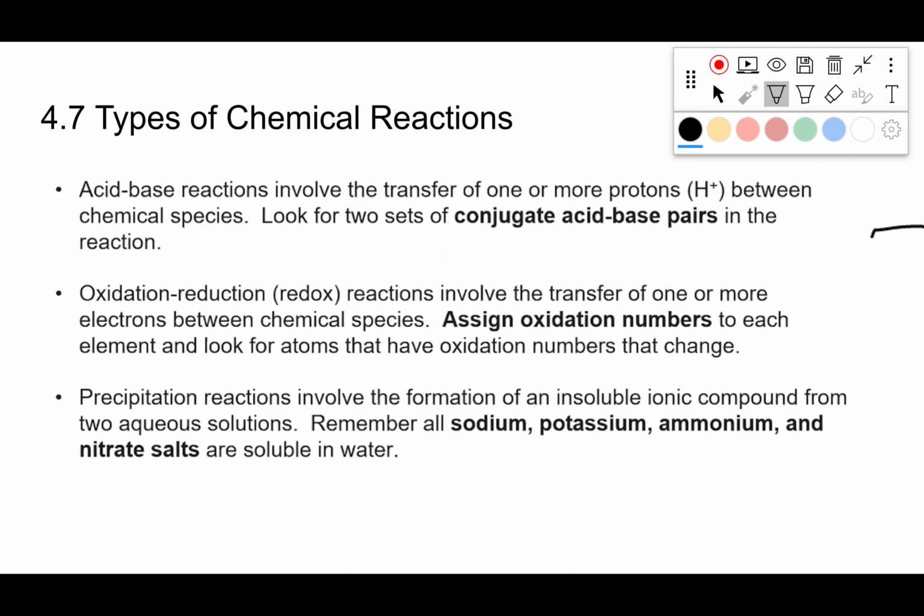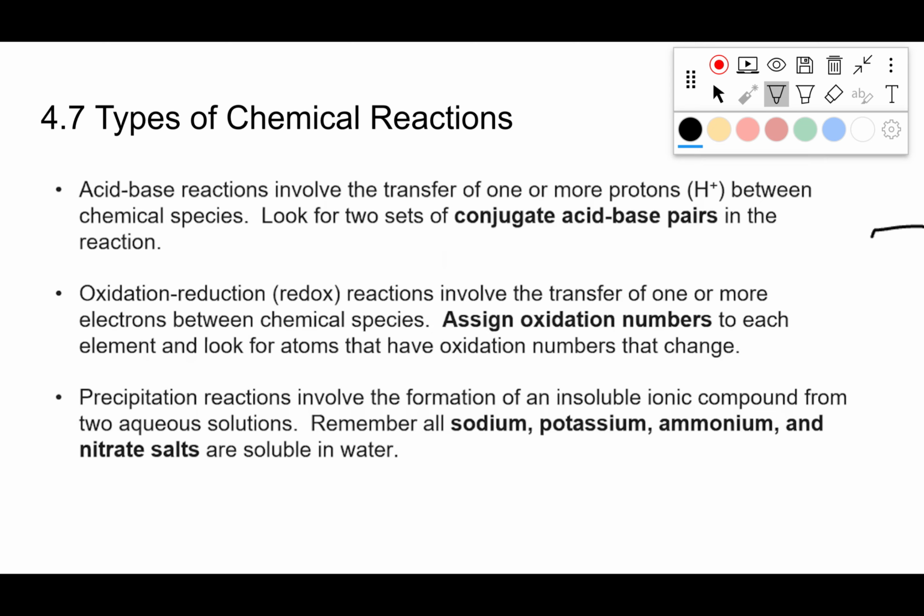So let's start with acid-base reactions. In those, we are having an acid and a base react together, and we are using what's called the definition of Bronsted-Lowry. We are looking for the transfer of one or more protons, which is going to be represented by the hydrogen ion, between chemical species. We have to label things as acid-base and then conjugate acid and base.